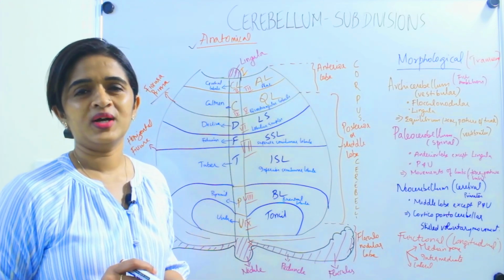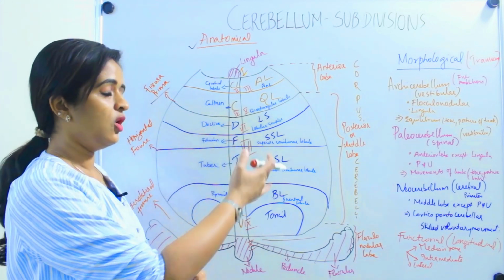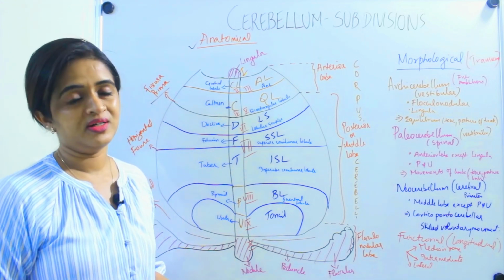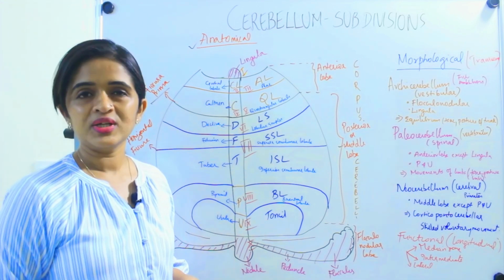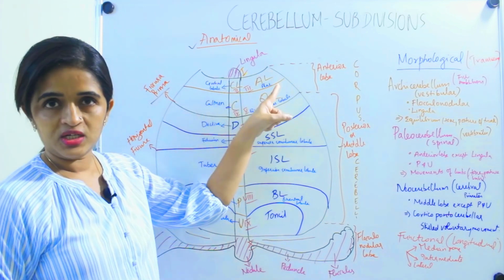One thing I would like to add: for undergraduates, you need not mug up all the names as such, but it will be useful for entrance examinations, and postgraduates have to remember all these things. So that is about the anterior lobe anatomically.